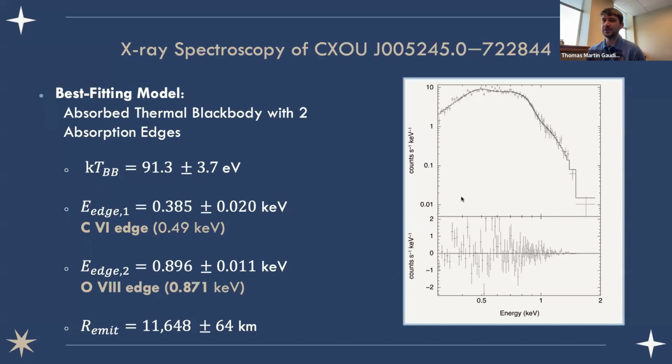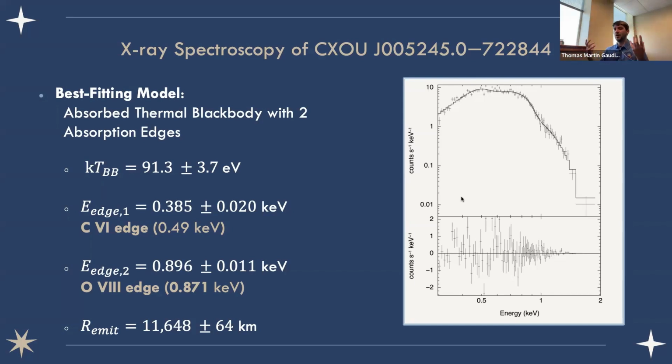We have our first absorption edge at 0.385 keV. We're going to interpret this as the signature of a carbon-6 absorption edge at 0.49 keV. We also see the absorption edge we saw in our 2021 outburst. Again, we see a signature of an absorption edge at 0.896 keV, which again, we're going to interpret as the signature of the oxygen 8 edge at 0.817 keV.